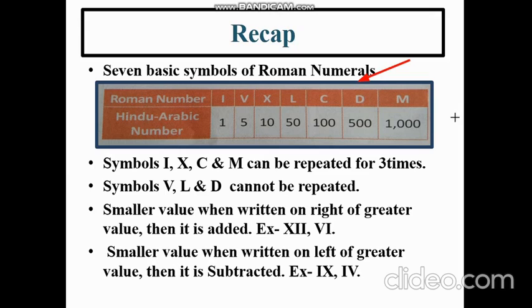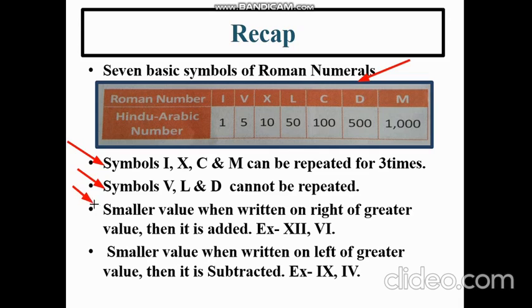Now, what are the other numbers and how are they written? There are a few rules that we need to follow, so first we'll have a recap of these rules. Symbols I, X, C and M cannot be repeated more than 3 times. Symbols V, L, D cannot be repeated at any cost.